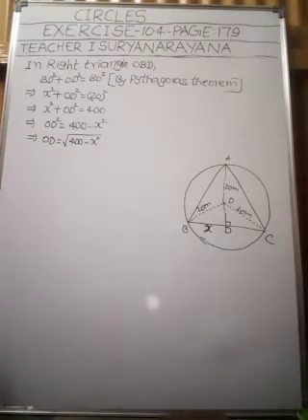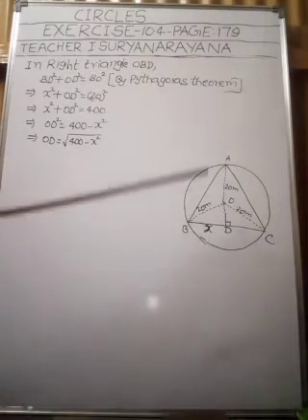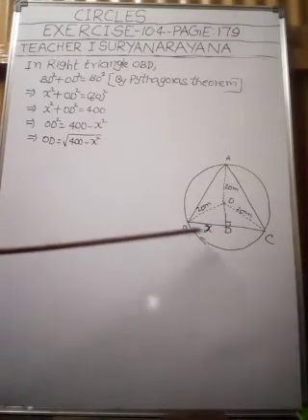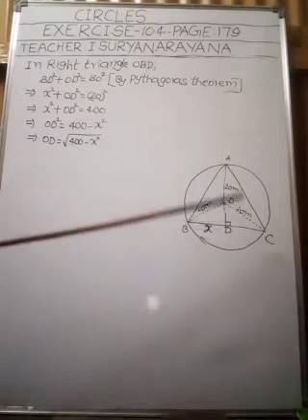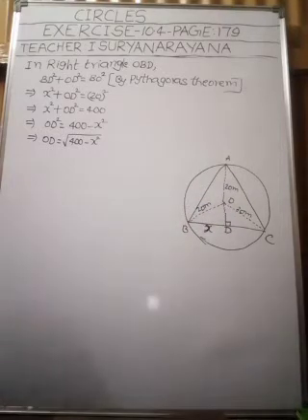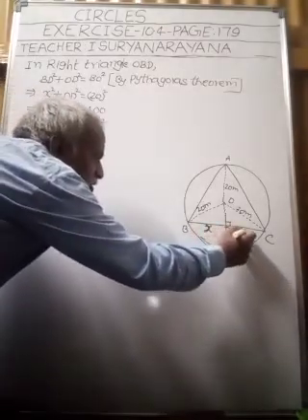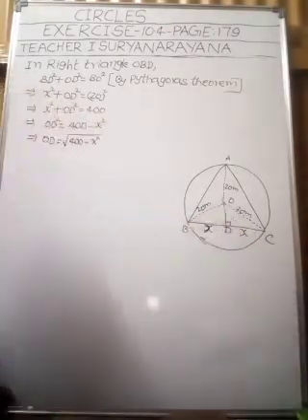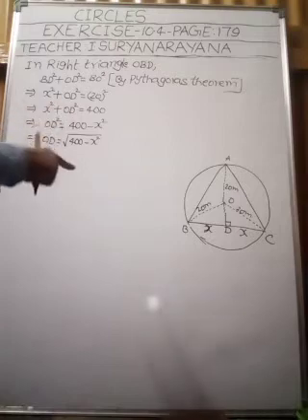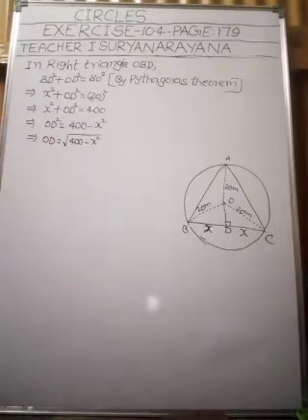Okay, my children? Right. Now let us find the area of equilateral triangle ABC. Area of this equilateral triangle ABC. Okay, my children. This is also X. Yes or no, my children? So BC is equal to 2X. So AB is also 2X and AC also 2X. Yes or no, my children?